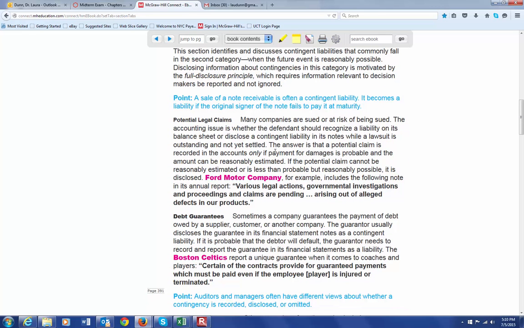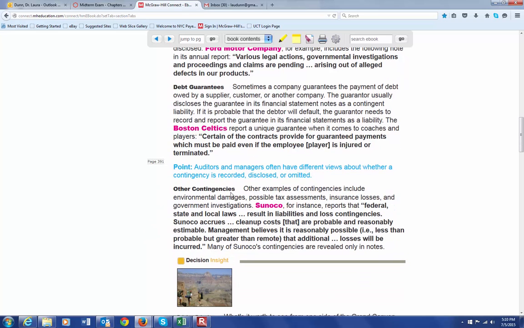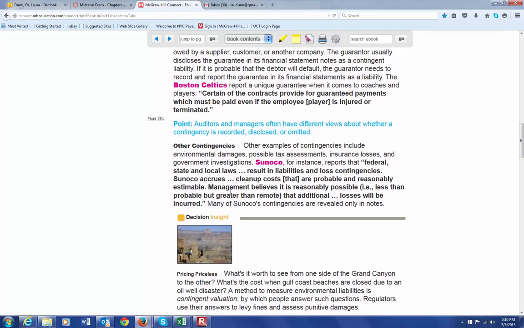This is an example of a disclosure where Ford Motor Company says in their notes, they don't record a liability, but they say in their notes that various legal actions, governmental investigations, and proceedings and claims are pending arising out of alleged defects in our products. But in this case, they're assuming that they can't estimate what that amount might be. Anyway, you can read the rest of this in terms of understanding the concept behind contingent liabilities.